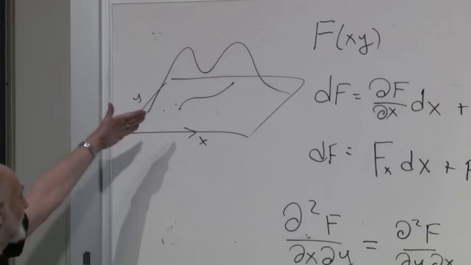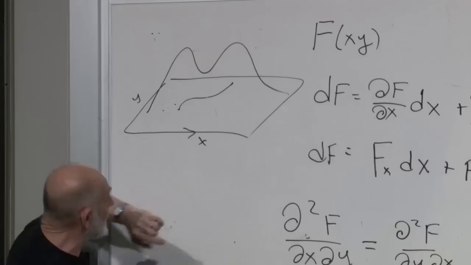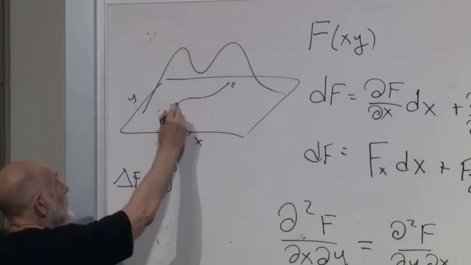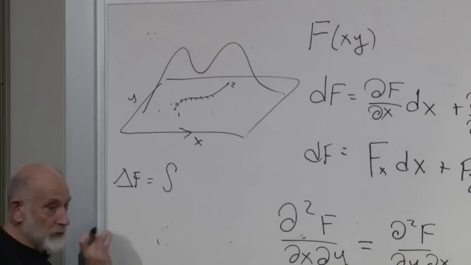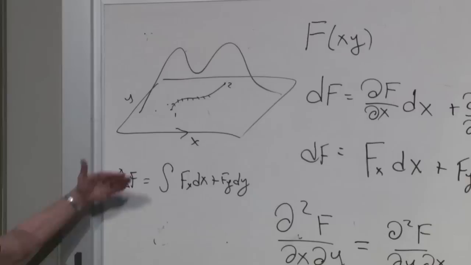But another answer is to add up all of the little incremental changes in f as you move from one point to another. And that is, we'll call that delta f in moving from 1 to 2, is just the integral, just the sum of all the little incremental changes of df, the little change in f, which is fx dx plus fy dy. That integral along this curve here is the change in f.